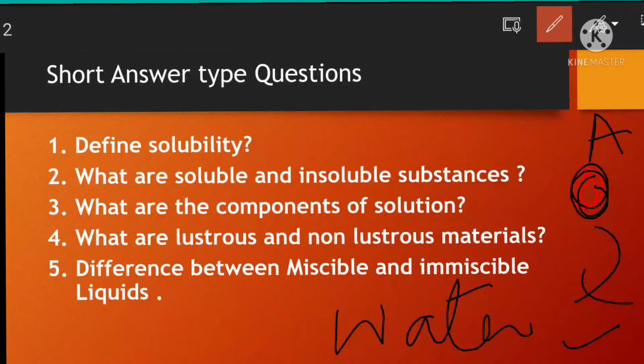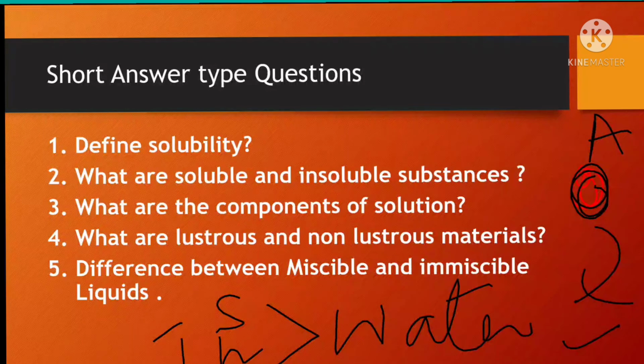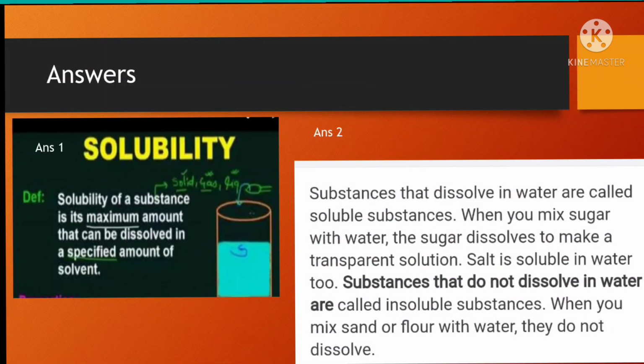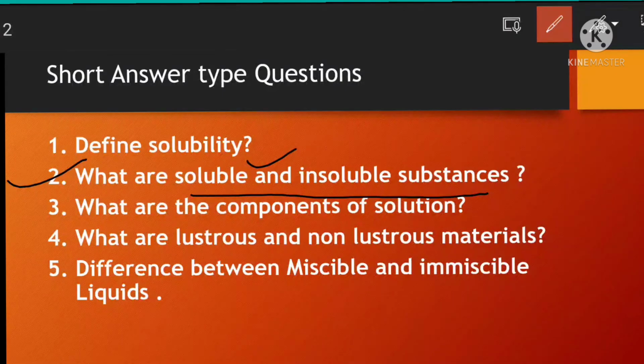So on the basis of solubility, we can divide substances into two parts. Either it is soluble or it is insoluble. So what is solubility? Solubility is that property. If you want to write, you can write: solubility of a substance is that property in which the maximum amount of substance can easily dissolve in a solvent. Fine. So that is known as solubility. Solubility means the substance can be easily dissolved in water. So what are soluble and insoluble substances?